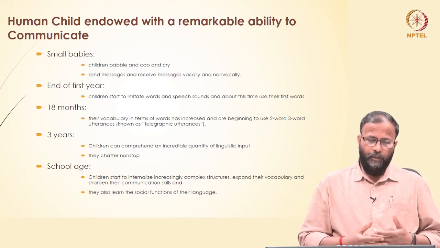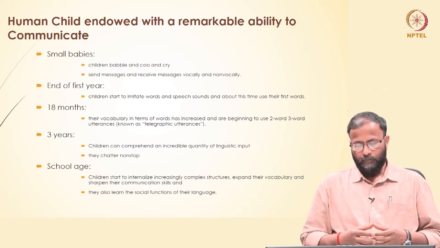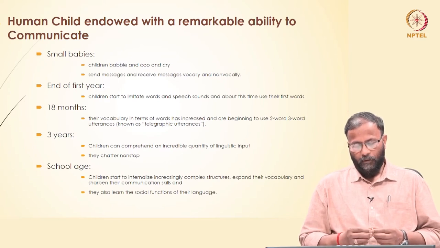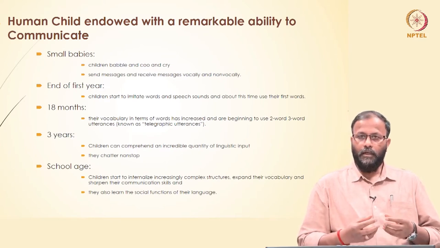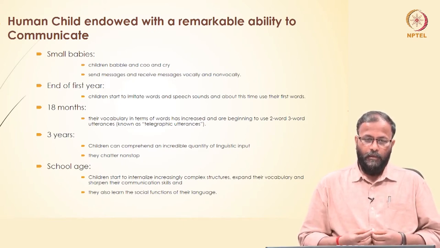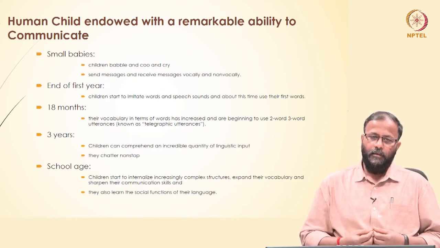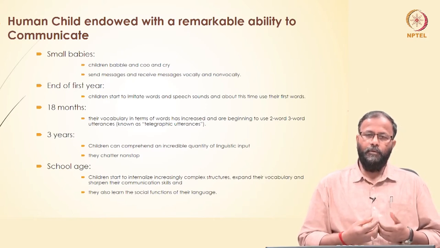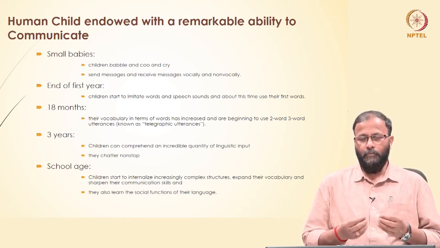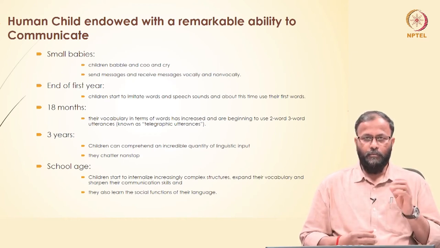By the age of 18 months, 1.5 years, you see the vocabulary grows in size and also sometimes clusters 2-3 words together in utterances. That speech sample is also known as telegraphic messages. So by the age of 18 months, a child is able to sustain 2-3 words in a row, which forms an utterance. So the child starts using keywords.